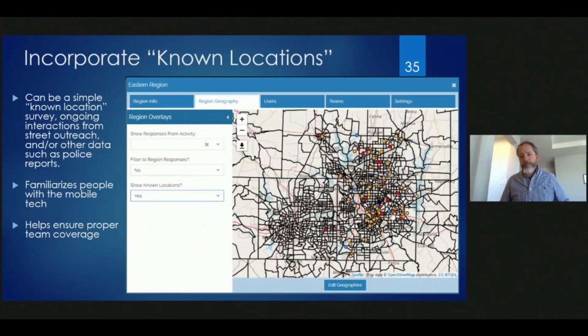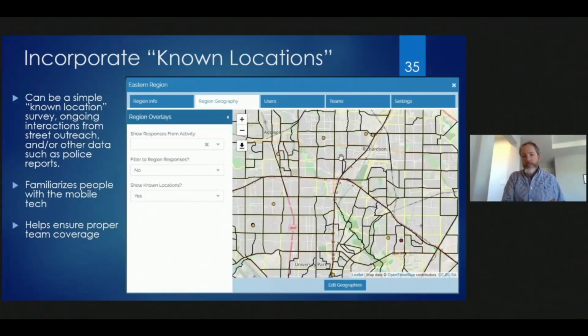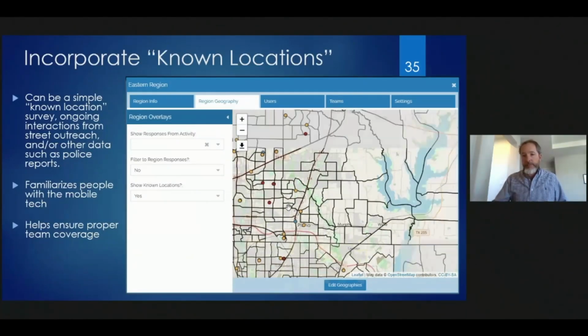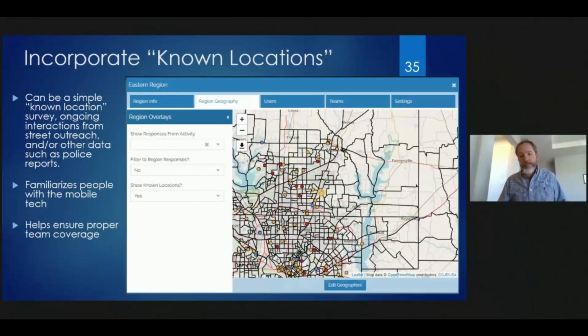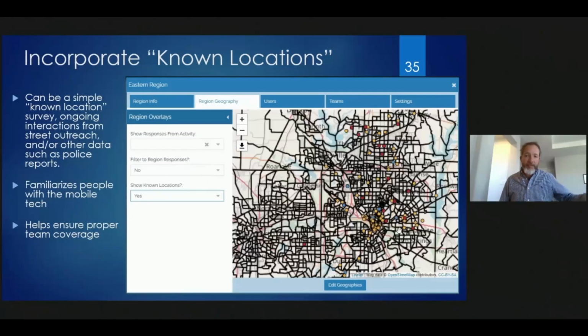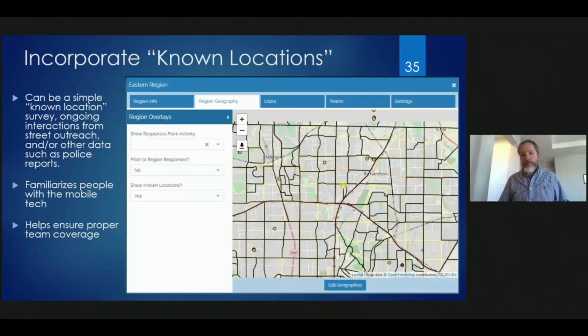And the other benefit of this is that it's a very simple way. If you're using mobile tech, the same mobile app for the point in time count, this is a one question survey: how many people that you believe are experiencing homelessness are in this location? It's a way for you to know they've downloaded the app, registered an account, and can do a survey. So it's a training tool as well.